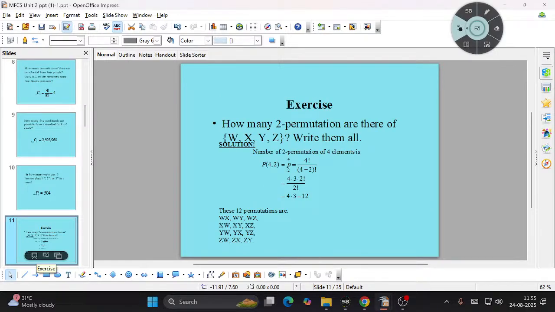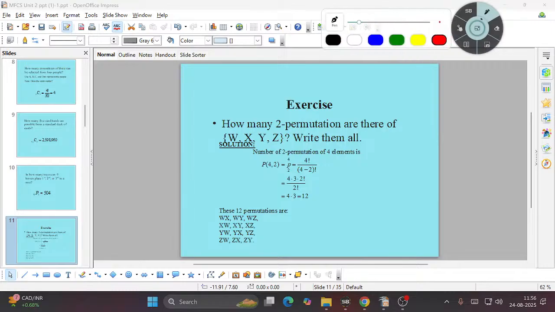Write down: how many 2-permutations are there? How many 2-permutations are there of w, x, y, z? Do it normally and then do it using the formula. First do it here without using the formula.